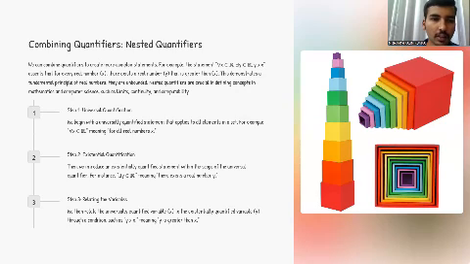Step 2. Existential quantification. Then we introduce an existentially quantified statement within the scope of the universal quantifier. For instance, for all x belongs to R, there exists y belongs to R, meaning there exists a real number y.